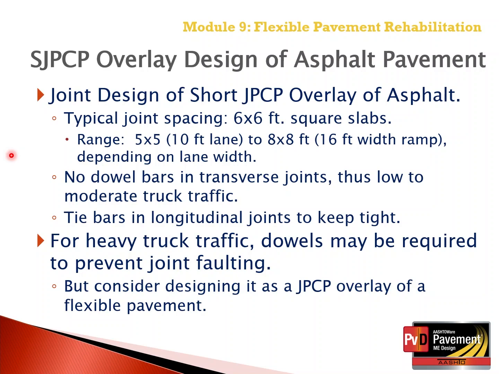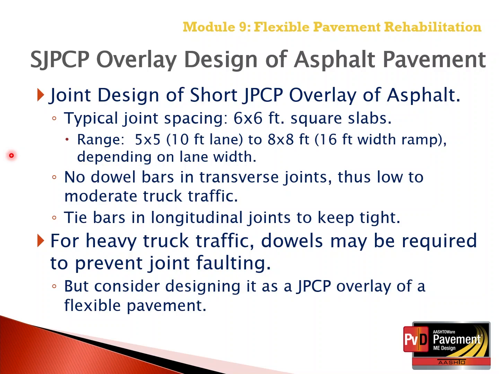The range listed by the software is either 5x5 or 8x8, depending on the lane width. Generally, no dowel bars are in the transverse joints. Thus, most of these short jointed plain concrete pavements have been used on low to moderate truck traffic, used at intersections that have relatively low truck traffic.